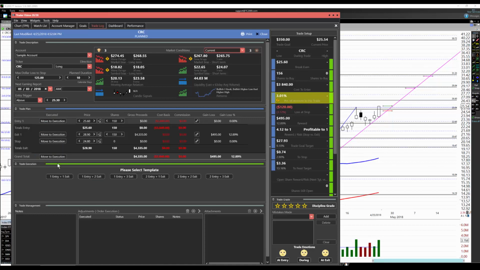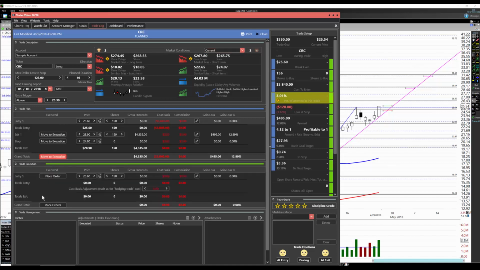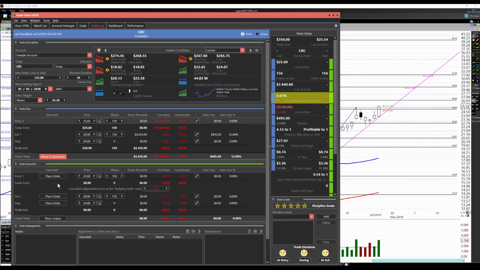You can move this plan to execution. You can modify it again down here, but you move it to execution, and then you can execute the orders, place the orders either one at a time or all at once, depending on how you do that. You can also enter your cost basis adjustment, so you get a dividend, you can record it here, or you place a hedging trade. You can enter the cost here so that the trade reflects the full weighted cost that you have in it.